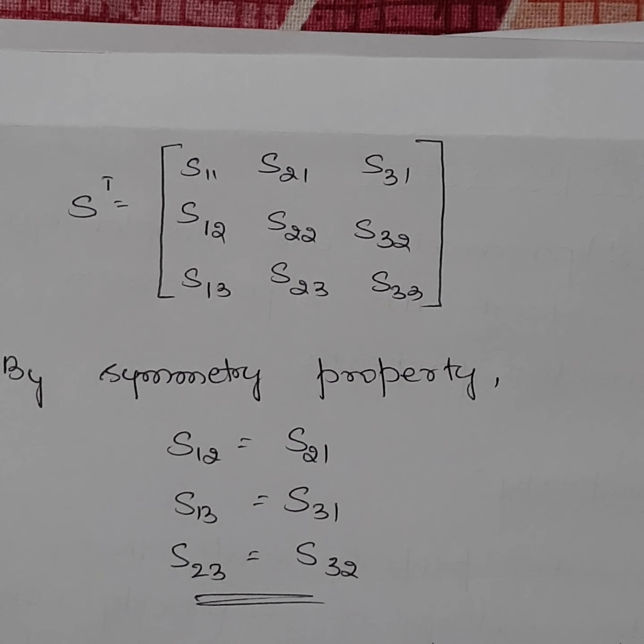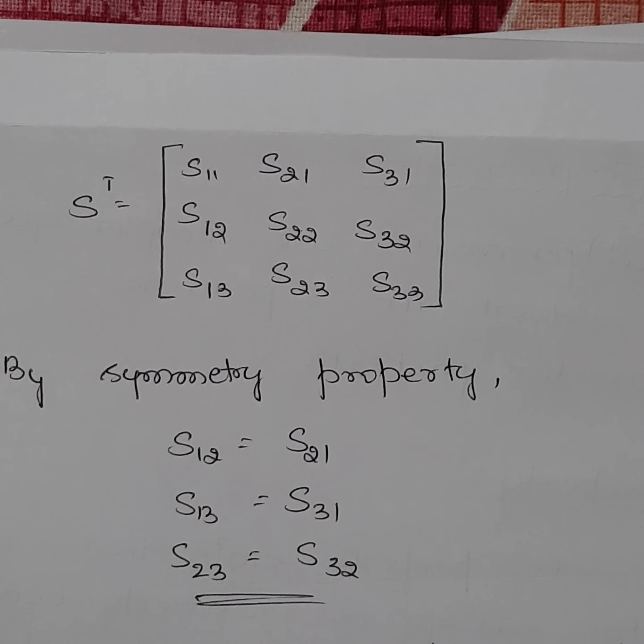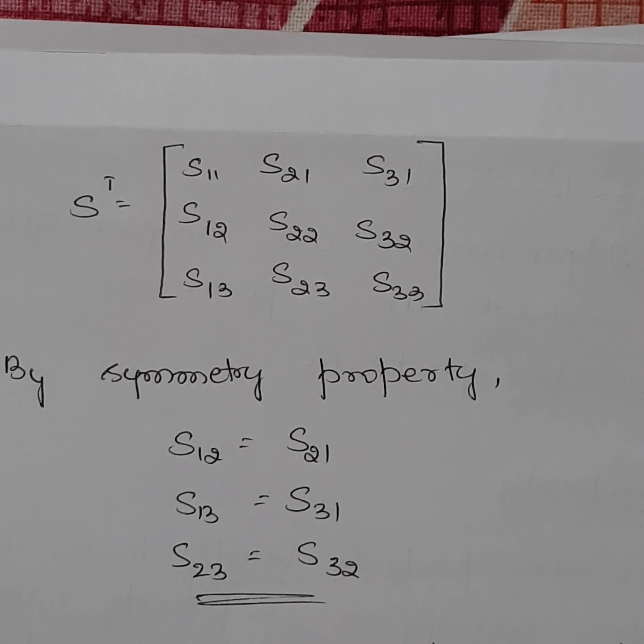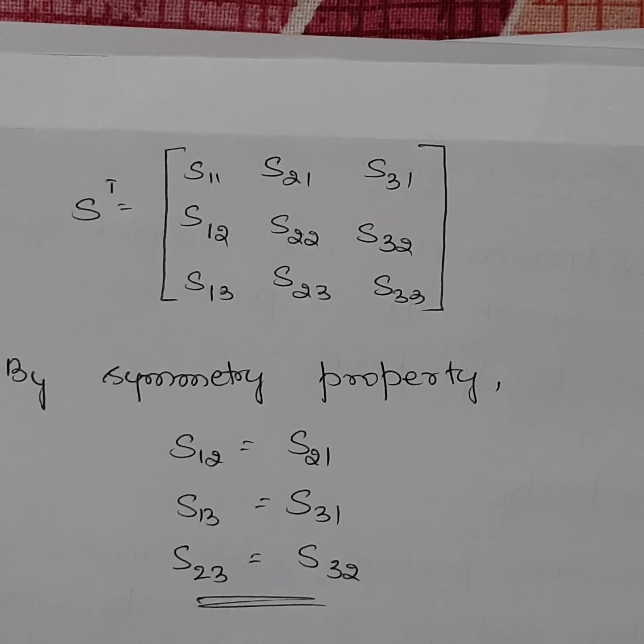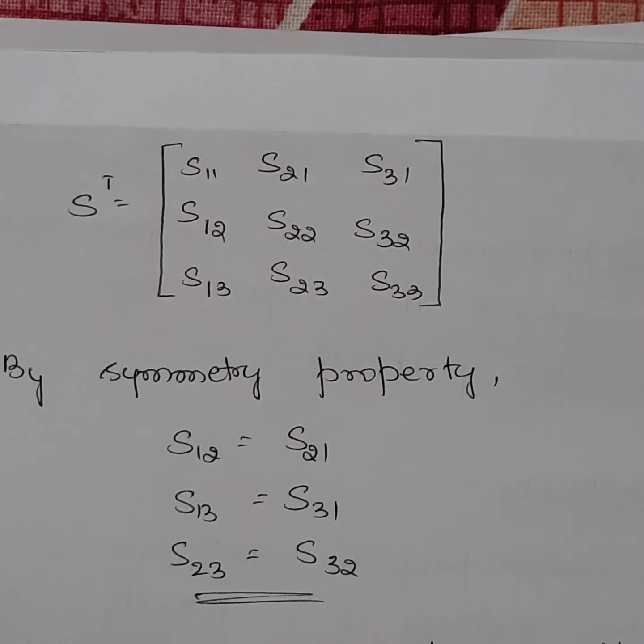The symmetry property results from the fact that the transmission of energy from port 1 to port 2 is exactly equal in magnitude to the transmission of energy from port 2 to port 1, that is in the reverse direction, provided that the network is bilateral and there are no losses in it. Under that condition the symmetry property works for the microwave network. We'll discuss the second property now.